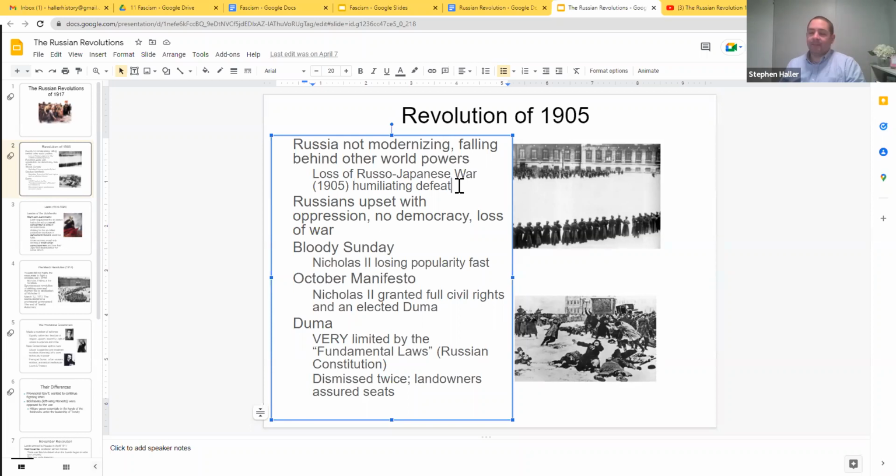And one of the big events here is an event called Bloody Sunday, where average Russian workers are protesting in the streets, and the Russian military and Russian government-backed troops fire on a group of protesters. And this is a thing that pushes many people over the edge to ultimately angle for increased democracy and more rights.